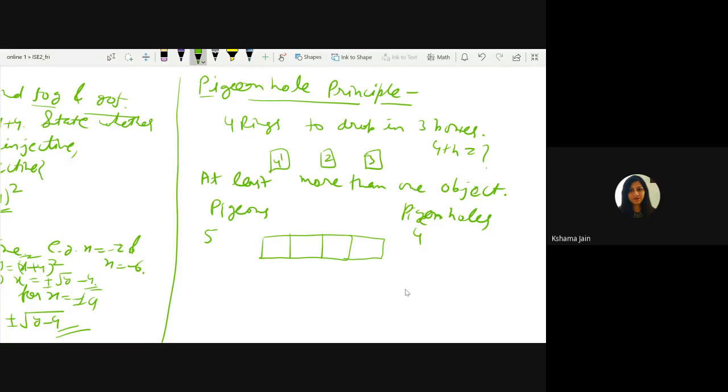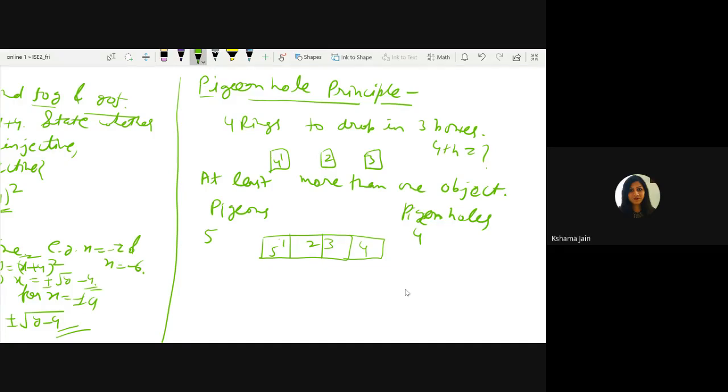Let's assume that all have different holes. But again, the 5th pigeon will have to come under any of them. It is not necessary that all are filled; one might be left empty. There is a probability. But at least, what is there? At least means we are assuming they are trying to occupy all places. In that case, at least one pigeonhole would have more than 2 pigeons inside it.